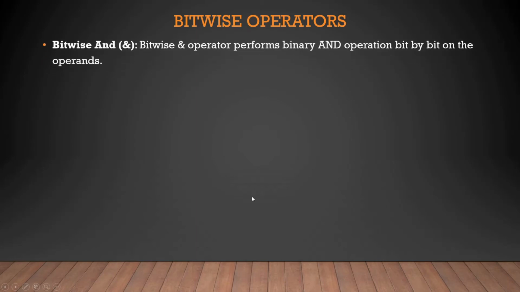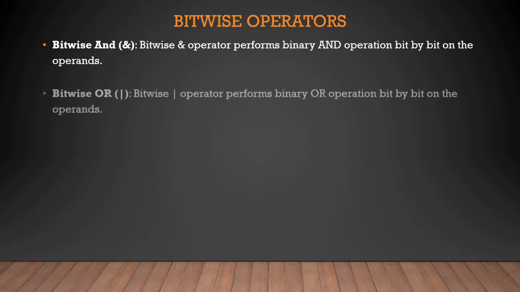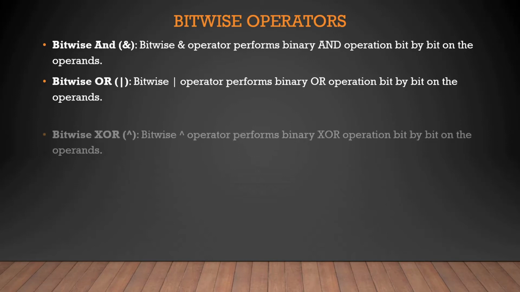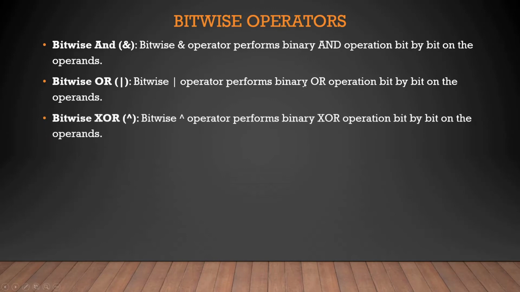Now let's talk about the bitwise operators. The first bitwise operator is ampersand. Bitwise AND operator performs binary AND operation bit by bit on the operands. I do not have a working example right now, but when I show the demo in the next part, it will be much more clear. Similarly, bitwise OR operator performs binary OR operations bit by bit on the operands. Binary means 0 and 1 values.